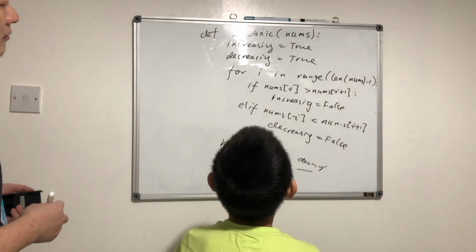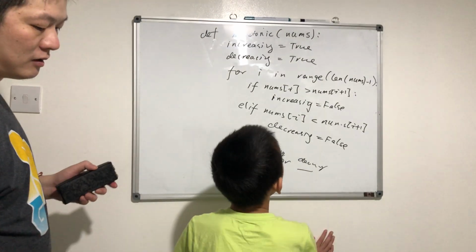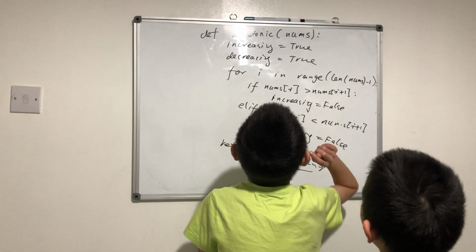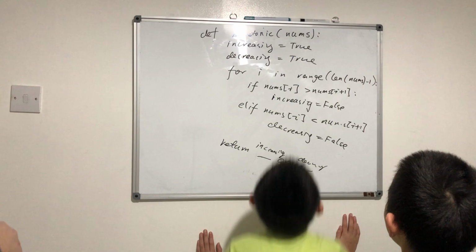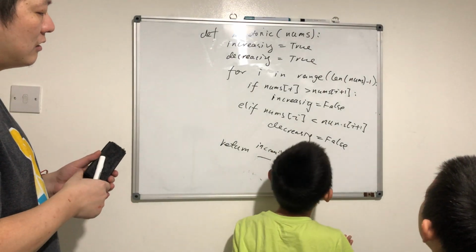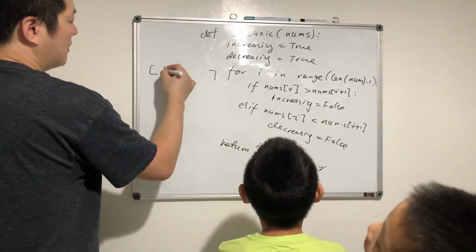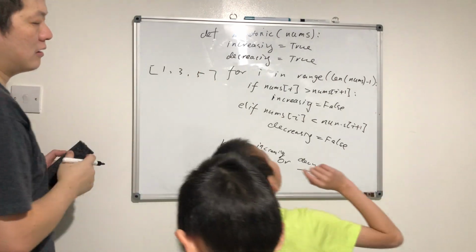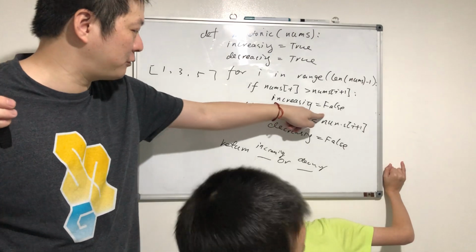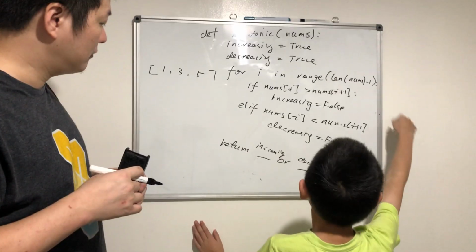Define monotonic nums. Decreasing equals true. So, for i in range length of nums minus one, if it's bigger, then set it to false. Not return false. Here it's just setting to false, not returning false.